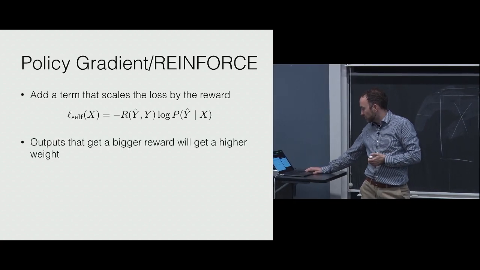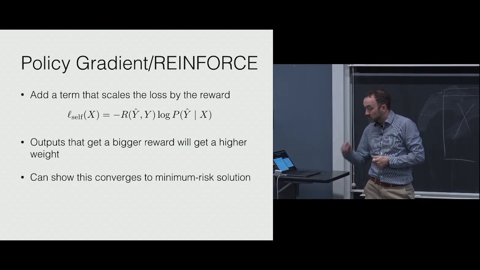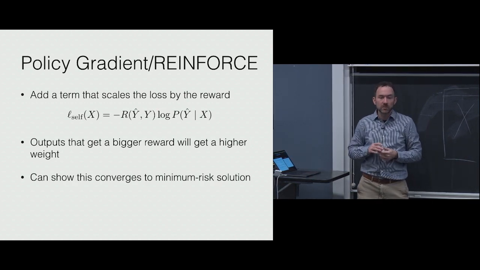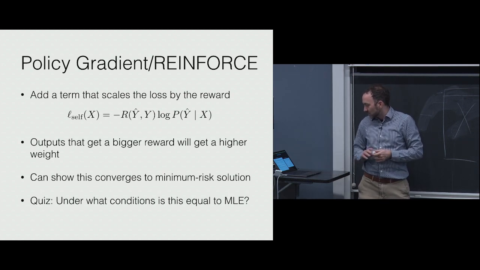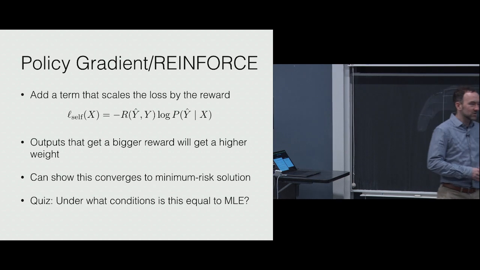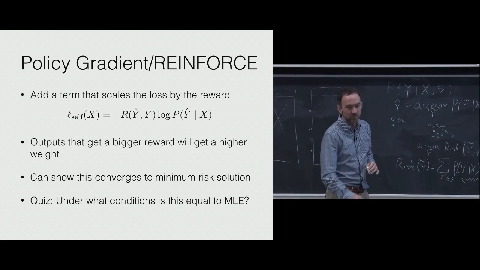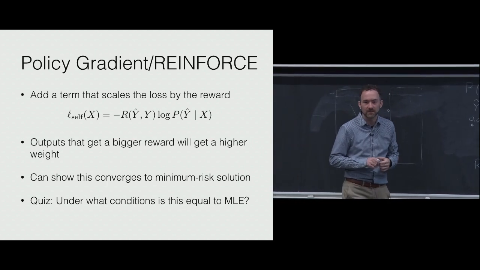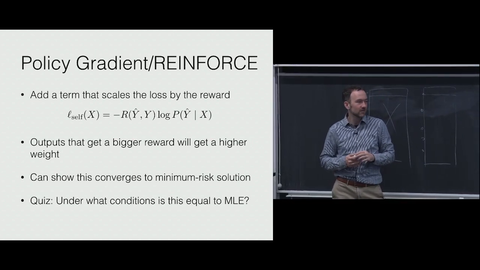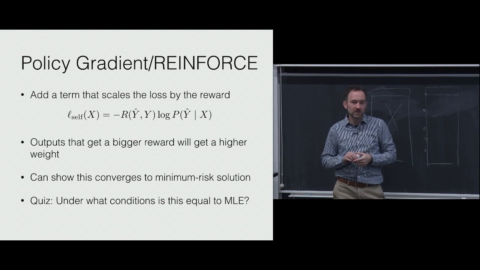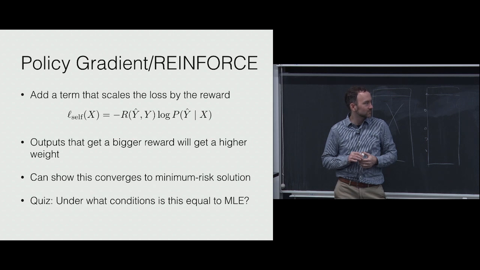So outputs with a bigger reward will get a higher weight. And you can show that this converges to the minimum risk solution by working through all of the math. An interesting thing to think about is under what conditions is this equivalent to maximum likelihood estimation? It's conditions on R. Any ideas?